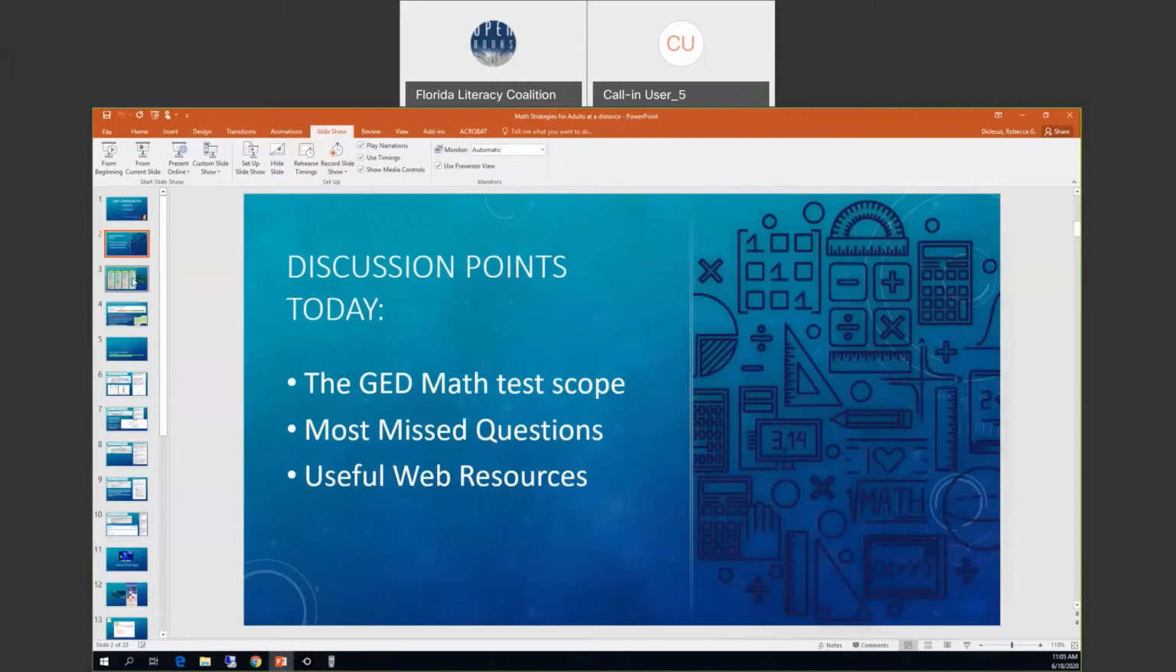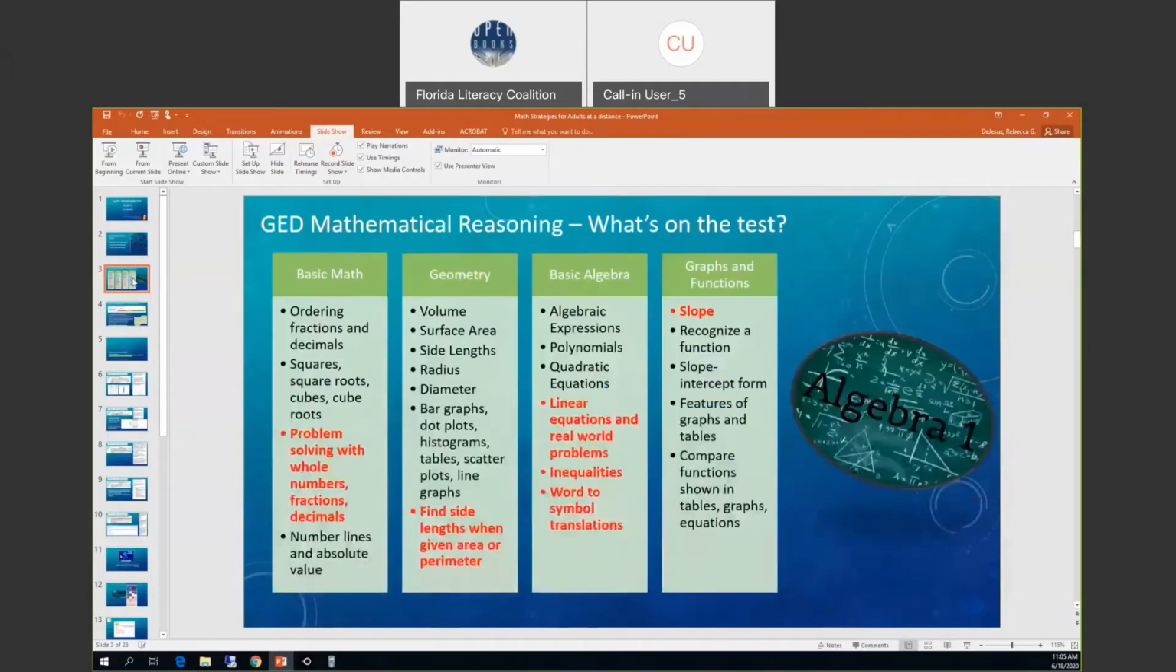So I'm going to jump right in here. This is basically the scope of the GED test. These topics, the subject areas that you see on the screen, have been taken directly from the language that GED Testing Service uses. If you want me to summarize what GED Math is, it is Algebra 1. So really that's what you're teaching, and that's what I would stick to.